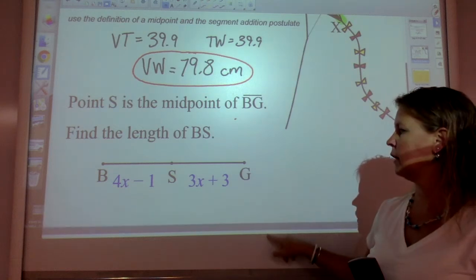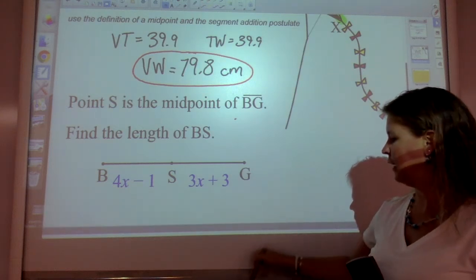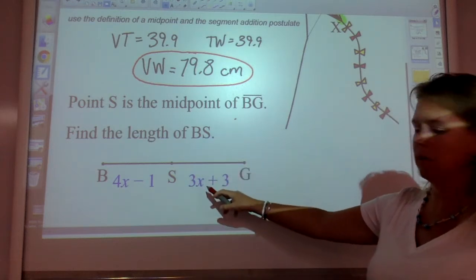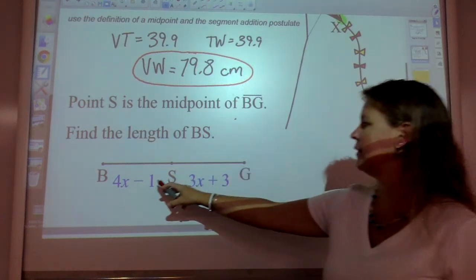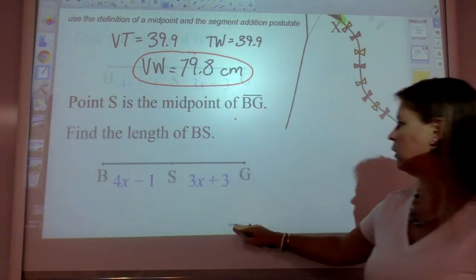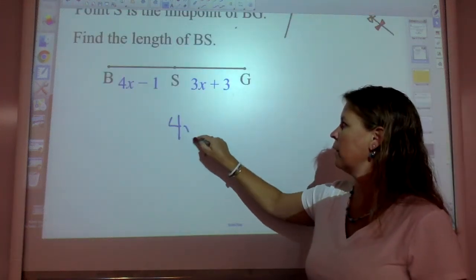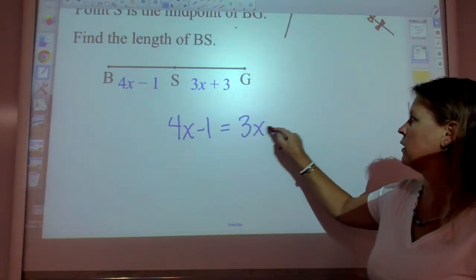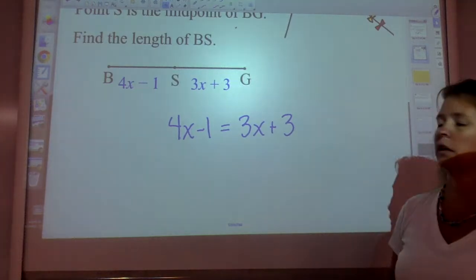Okay, when you're done drawing it, start it up again. Find the length of BS. We know that S is the midpoint. Well, a midpoint divides it into two congruent segments. Congruent means equal. If congruent is equal, then we know that the measure from B to S has to be equal to the measure from S to G.